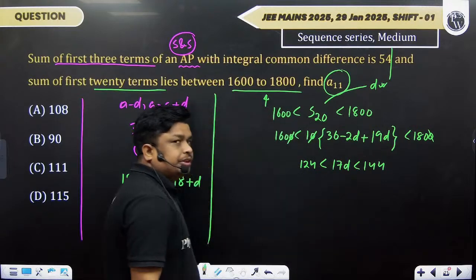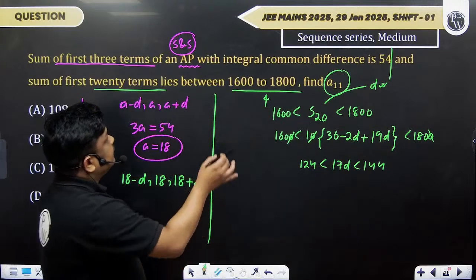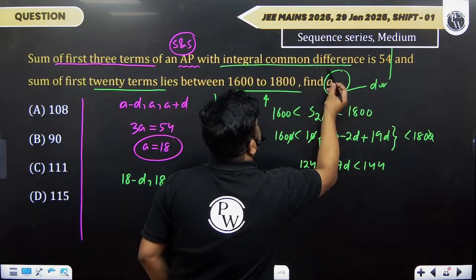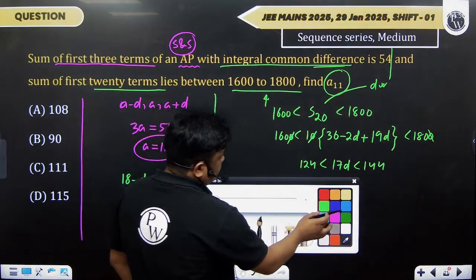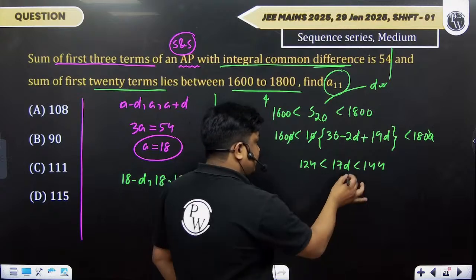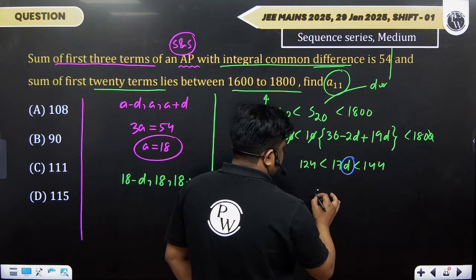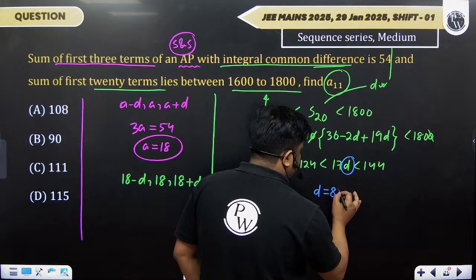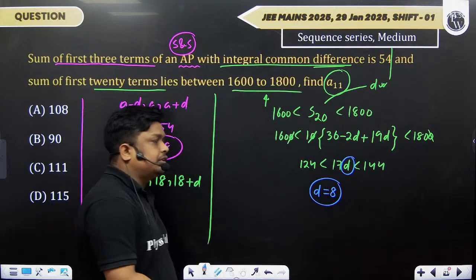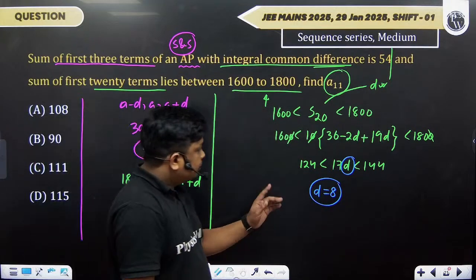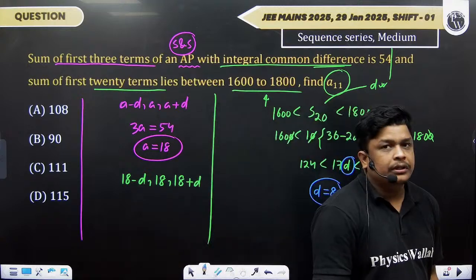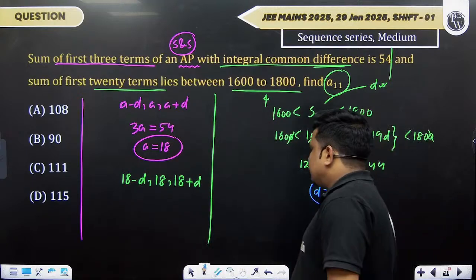Now in the question there is something given also, that the common difference is an integer. Now this will help us identify D. So when you solve, D will come as 8, the only possible value for which this inequality is true, because this is a strict inequality. So now we have got our D.